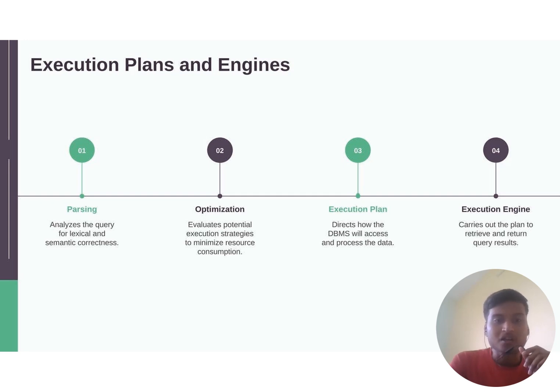So first one is the parsing, that is analyzing the query for lexical and semantic correctness. Second one is the optimization, evaluating the potential execution strategies to minimize the resource consumption. Third one is the execution plan, which directs how the DBMS will access and provide the data. Fourth one is the execution engine, which carries out the plan to retrieve and return query results also.